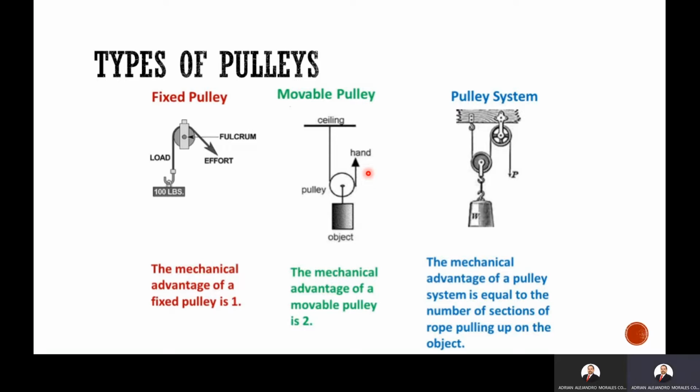In the case of the pulley system, the mechanical advantage of a pulley system is equal to the number of sections of the rope pulling up on the object. Same case as we mentioned before. If you cross a line on the horizontal way, you find 1, 2, and 3 lines you're going to cross. So the mechanical advantage of this is 3.